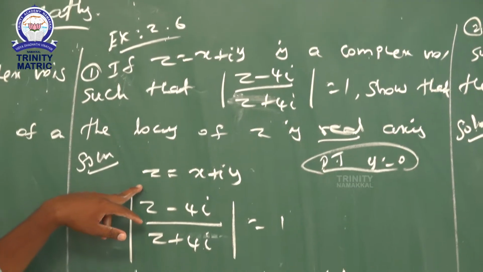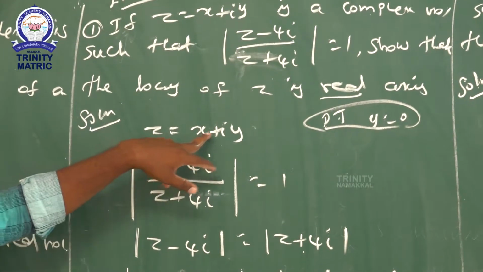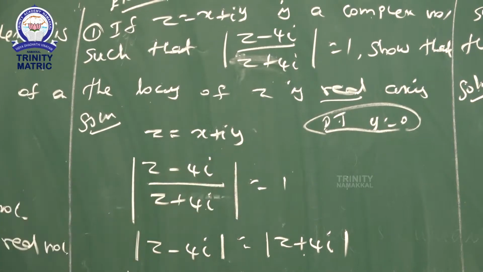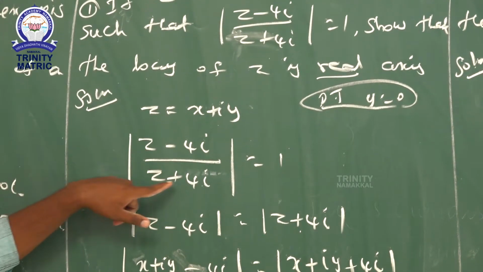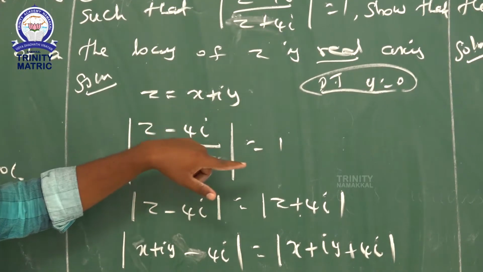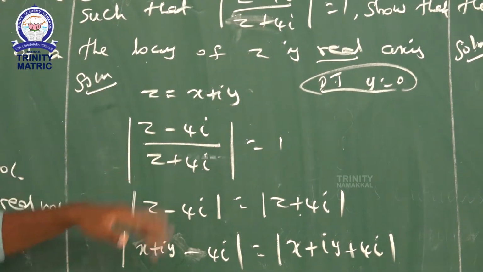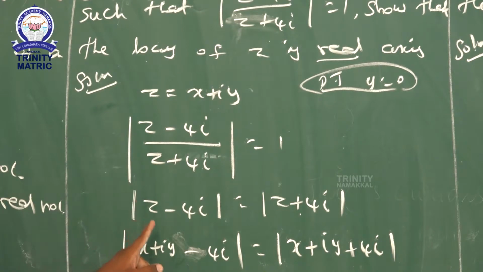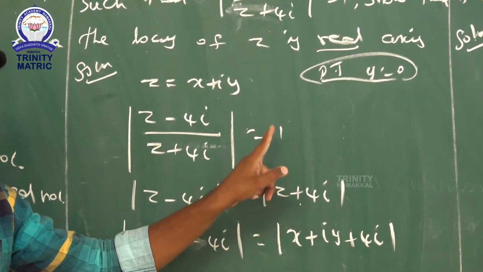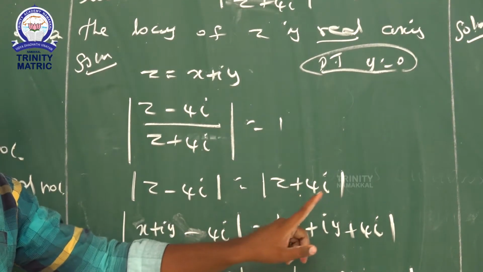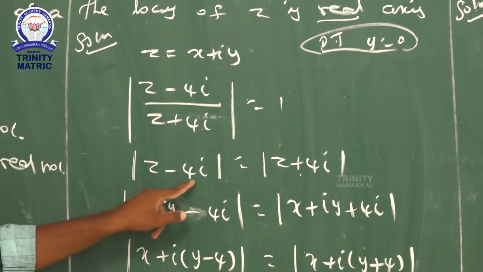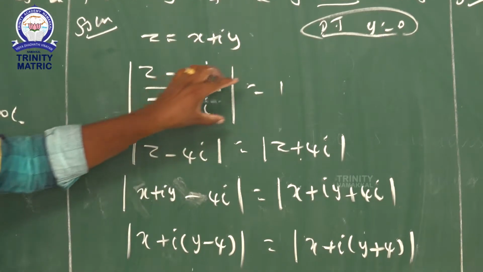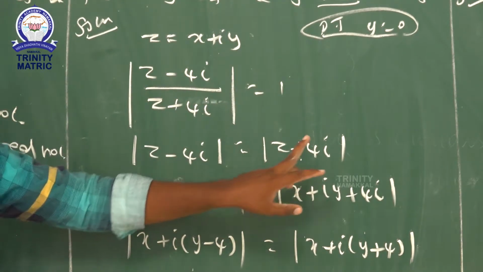Next, go to the solution. What is the z term? x plus iy, where x and y are the real and imaginary parts. Next, consider z minus 4i by z plus 4i. The total modulus can be divided over numerator and denominator separately. So the denominator term goes to the right side. So on the right side, 1 into modulus of z plus 4i. So modulus of z minus 4i is equal to modulus of z plus 4i.